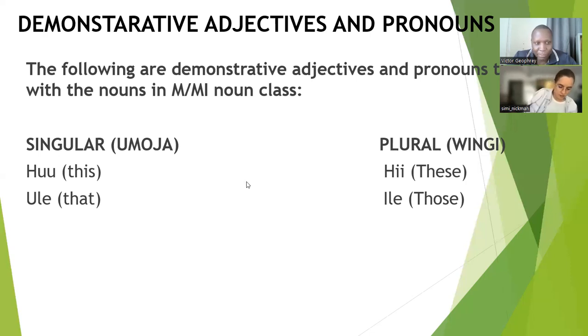These demonstrative adjectives and pronouns are used only with nouns that are under the M noun class. So make sure that when you are using this kind of demonstrative adjective, the nouns are under the M noun class. For example, you can say mti huu.